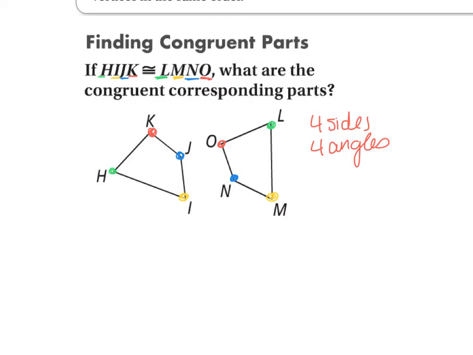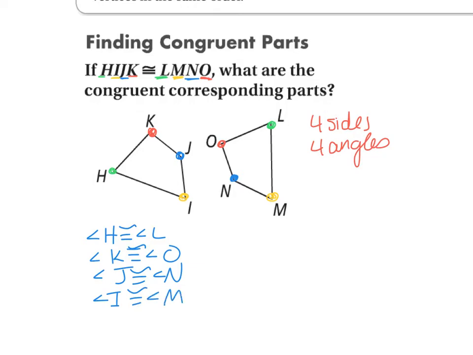First, let's list our 4 angles. Let's do my green one. Angle H is congruent to angle L. Angle K is congruent to angle O. Angle J is congruent to angle N. And angle I is congruent to angle M. Okay, those are the 4 angles. Check, we have that done.